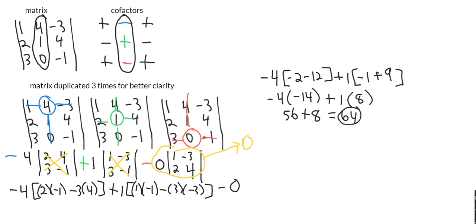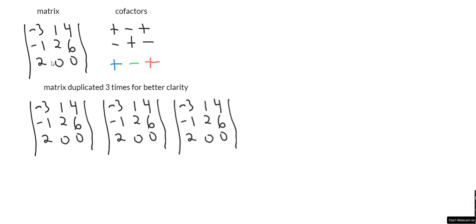Let's try a different one. On this matrix, notice that the third row has got 2 zeros. So we definitely want to expand along the third row. The cofactors associated with that row are these. Okay, so let's start expanding along that third row.